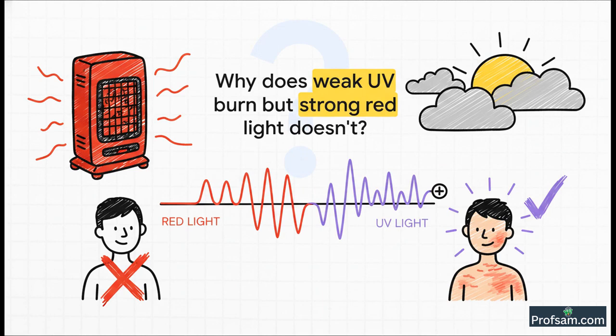So to start, let me ask you a simple puzzle. We've all sat near a bright red room heater in the winter, right? You can feel that intense heat, but it never gives you a sunburn. And yet, even on a day when it's not so sunny, a little bit of invisible UV light can burn your skin. How is this possible?